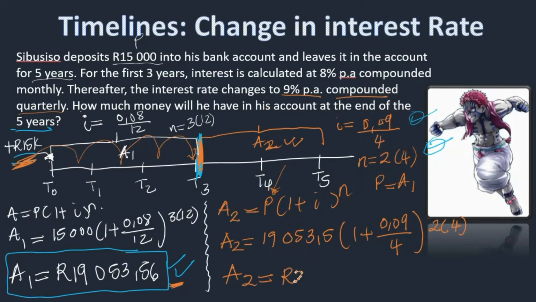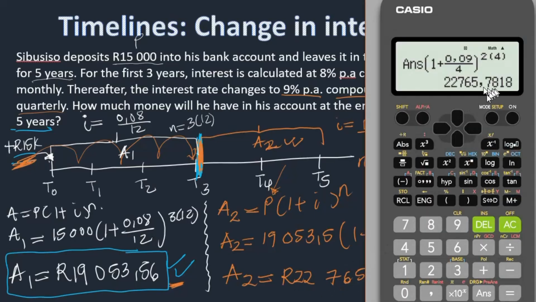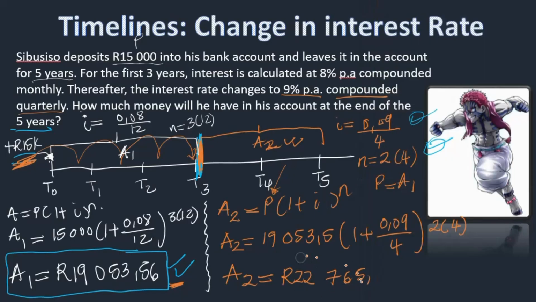So I have 22,765.78 rands. So this is the final answer now. At the end of 5 years, after we considered all these calculations, the amount of money will be worth this much. Hope it makes sense.